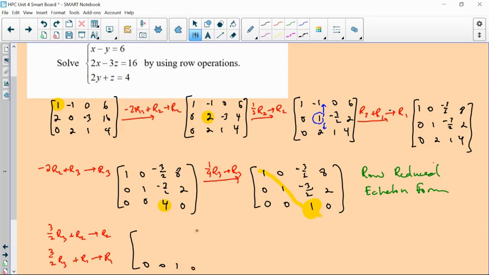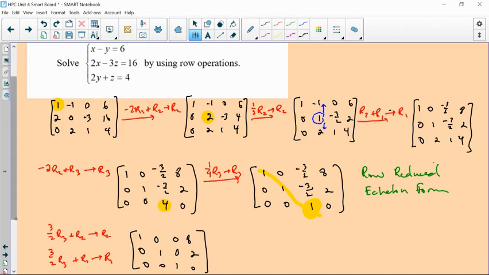So if I do 3 halves of 0 plus 0, it's still 0. 3 halves of 0 plus 1 is still 1. That's why we do them in this order. 3 halves of 1 is 3 halves plus negative 3 halves is 0. And then that becomes 0 plus 2, which is 2. And then the same thing here. 3 halves of 0 plus 1 would still be a 1. 3 halves of 0 plus 0 is a 0. 3 halves of 1 plus negative 3 halves is a 0. And then 3 halves of 0 plus 8 stays my 8.